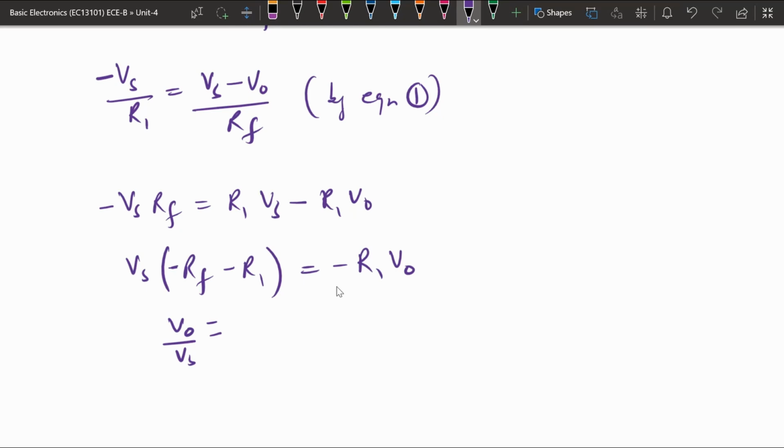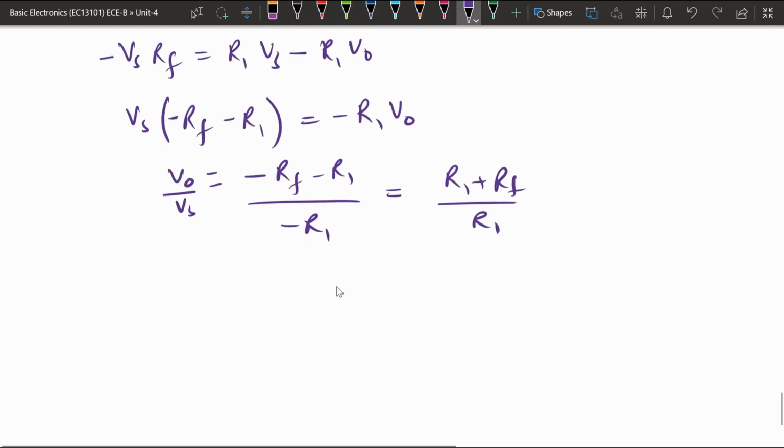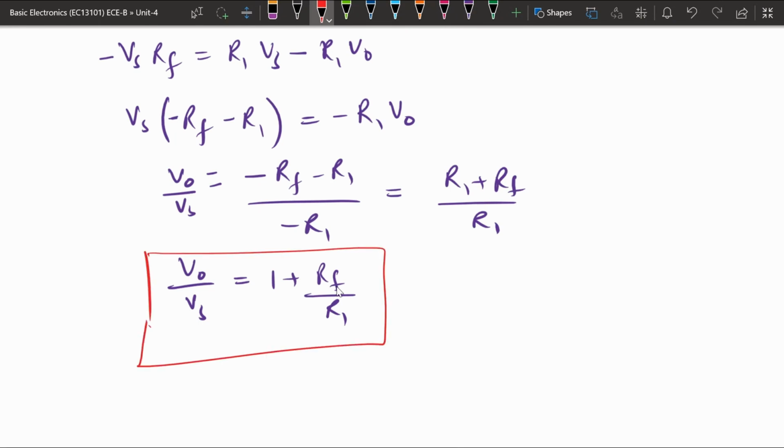From there, V0 divided by Vs will be (minus Rf minus R1) divided by minus R1, so it is (R1 plus Rf) divided by R1. So Vout divided by Vs is equal to 1 plus Rf by R1. This is the closed loop gain, output divided by input, equal to 1 plus Rf by R1. This is the approximate one.